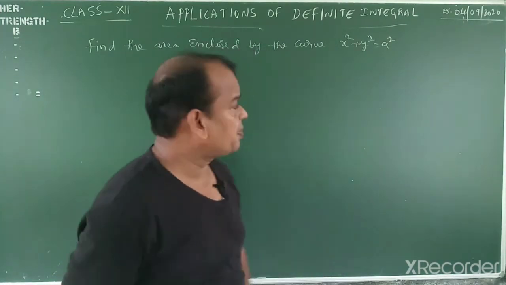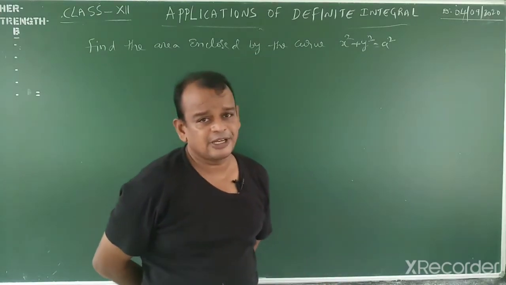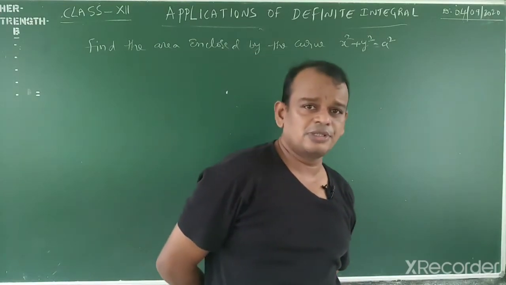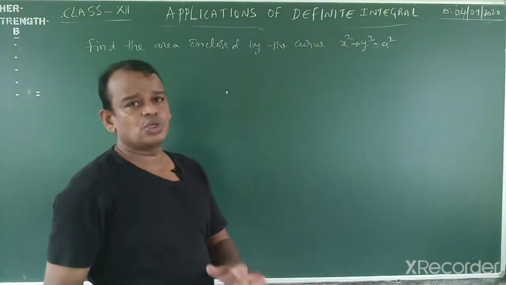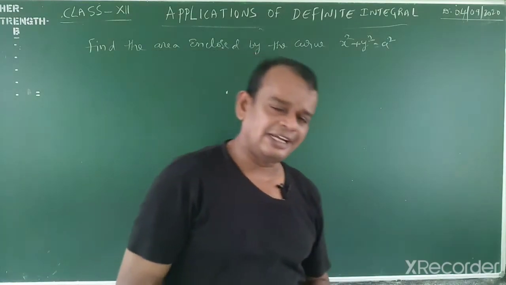Pi r square, or pi a square here. Radius is a, so pi a square. What is the center? 0, 0. Now we can find the area. How to show that the area is equal to pi a square by using the applications of integrals.